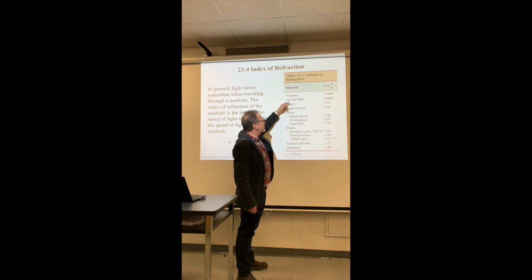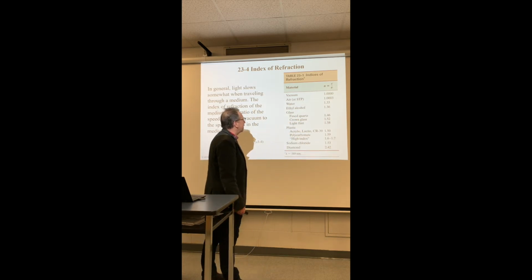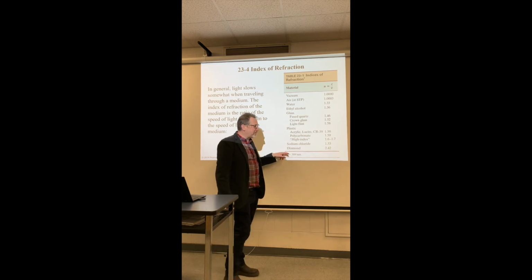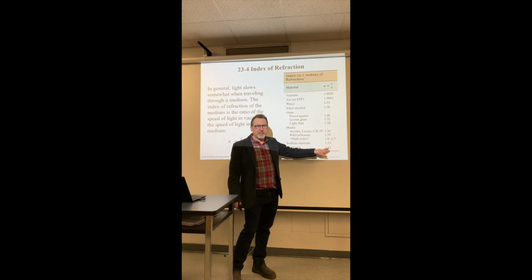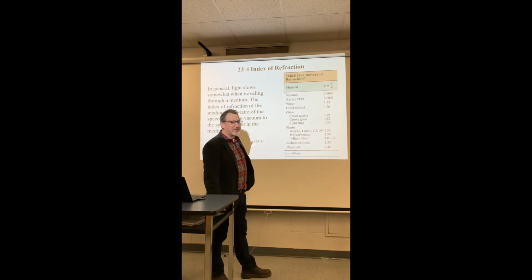Slightly higher. Could this number ever be less than 1? No, because that means it's going faster than the speed of light, and nothing can go faster than the speed of light. So these values will always be greater than 1. Water, ethyl alcohol, and so on. I guess the interesting ones here are diamonds. Okay? Diamonds have a very high refractive index, and that's why they're sparkly. Right? So a diamond is kind of cool. It has an incredibly high refractive index.